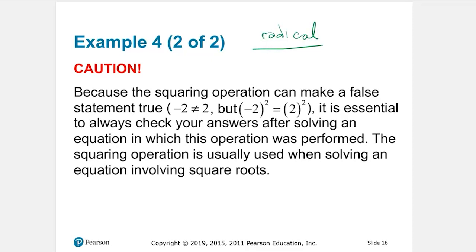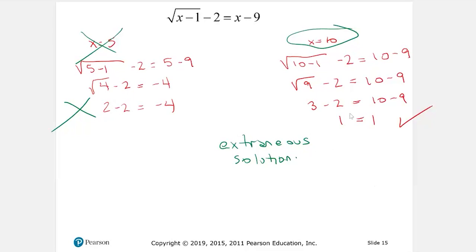If you check it and they both work, then those are both your answers. If you check it and one doesn't work, then that one you just cancel out. For example, like this one, we only had one solution, which is x equals 10. X equals 5, we can see does not work. 0 does not equal negative 4.